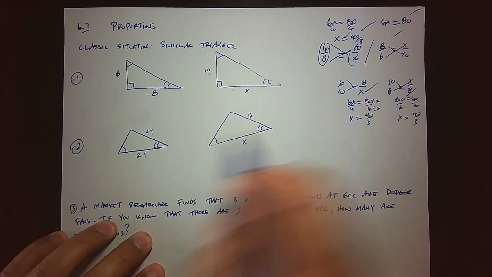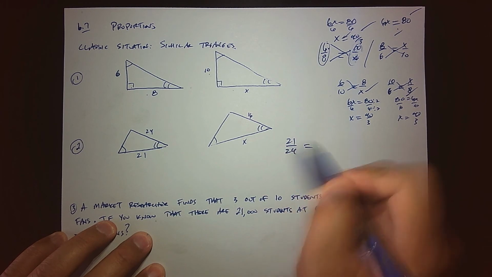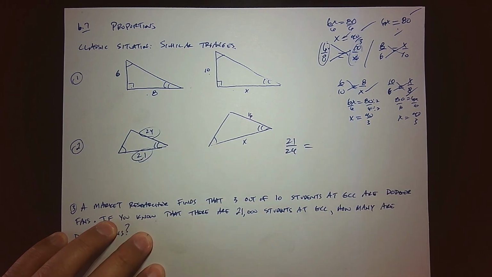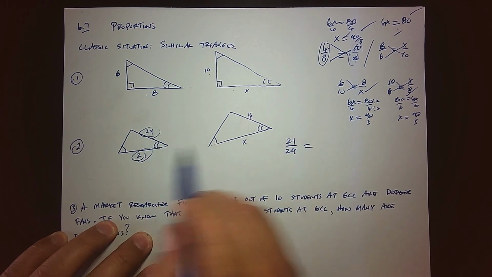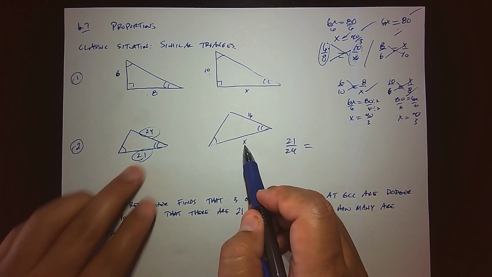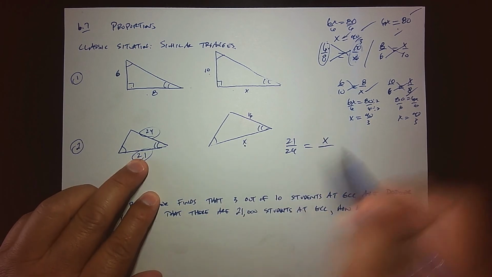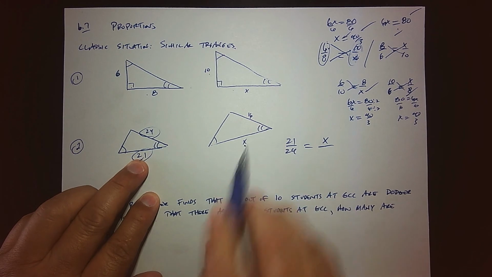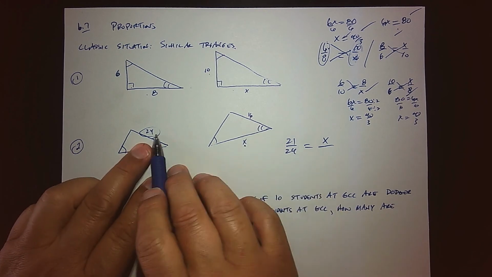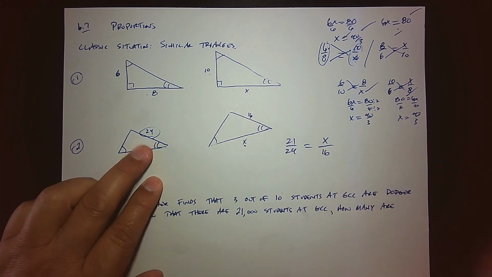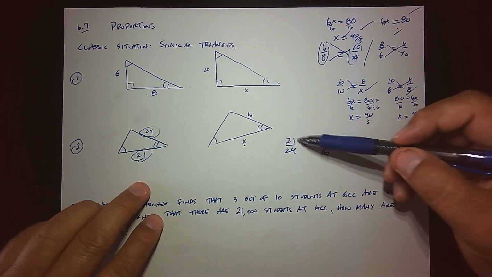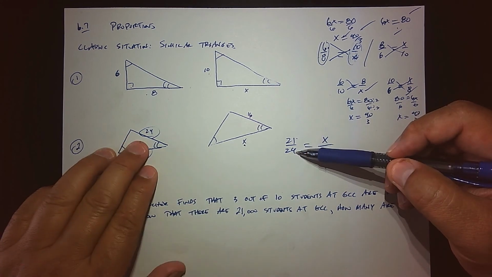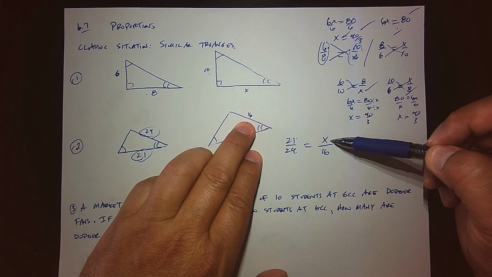I'm just going to go ahead and say that 21 is to 24, right? So this side is to this side. And if we look at the similarities, this x and this 21 are common, so they both are up in the numerator. And this 16 and this 24 are common, so they are both in the denominator. So 21 is to 24 in this triangle like x is to 16 in this triangle.